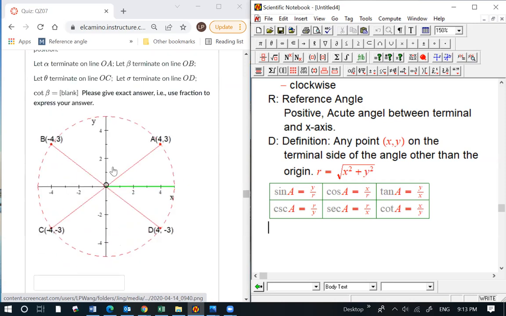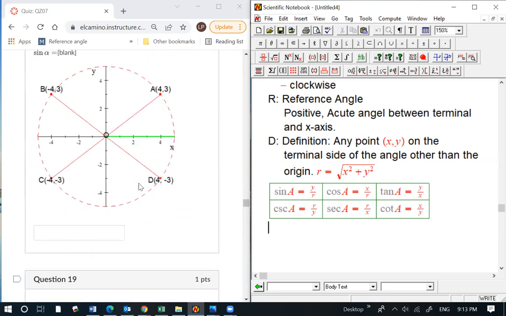Okay, so first of all, what is the R? What is the R for all of them? Right, so here's sine alpha. What is R? The R are the same. Whether you say for each different point, for point A, the R is going to be the square root of x squared plus y squared. If we look at this point, it's going to be 4 squared plus 3 squared, which is equal to 5.